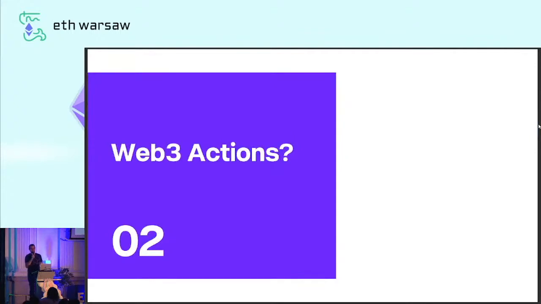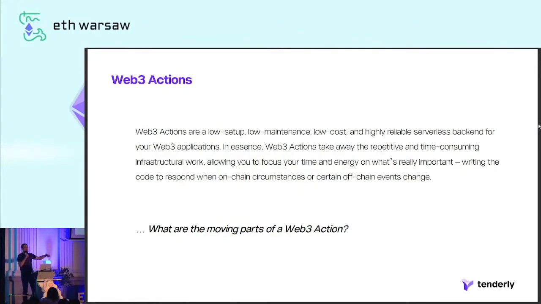Cool. So this is the definition of Web3 Actions. I won't go through it right here, but in a nutshell, Web3 Actions allow you to build custom pieces of code that are a low maintenance and low setup backend for your applications. And you're going to tie them to some trigger that's going to call your actions and execute them for you. And since it's a part of your backend, it allows you to not really care about the infrastructural part or maintenance part and so on. It is on us, so you don't have to do all of the heavy lifting. We've done that for you.